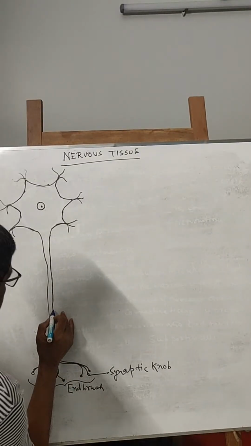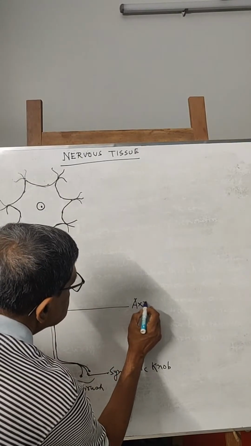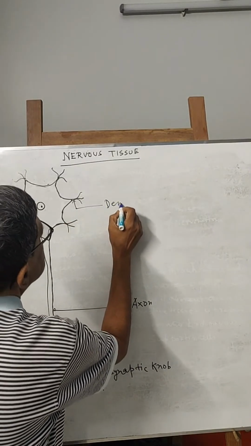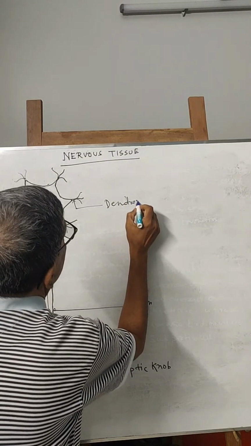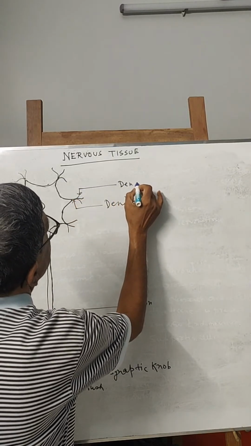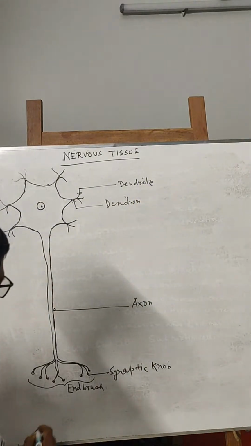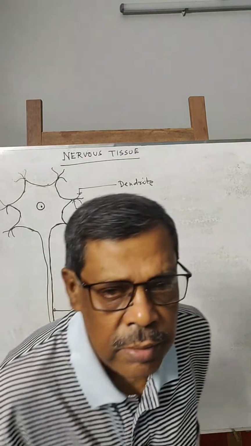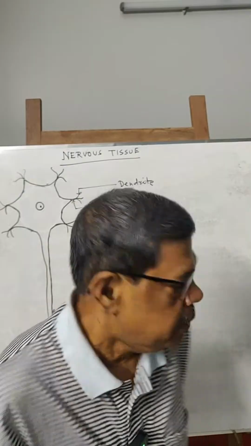This is the axon, the longest process. This is the short process, called dendron. The branches of dendron are called dendrites. Generally, the axon is unbranched, but sometimes branches may be found from the node.